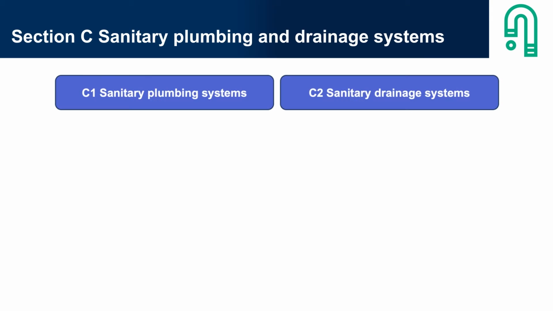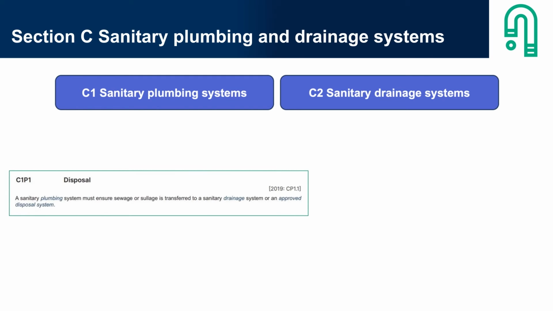Section C. Sanitary plumbing and drainage systems. The performance requirements for the two parts have a lot of similarities, and many of these are similar to the performance requirements for the various parts of Section B. For example, the need to provide access for maintenance, the need for efficient use of water, and protection from contamination.